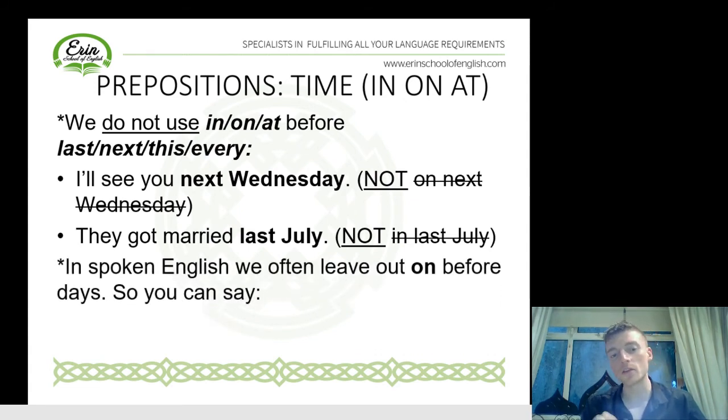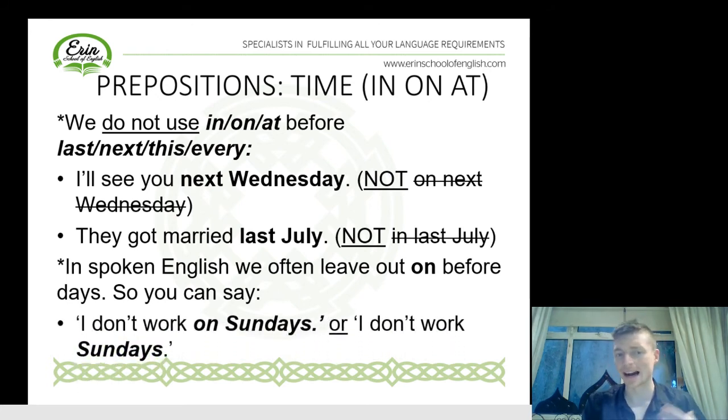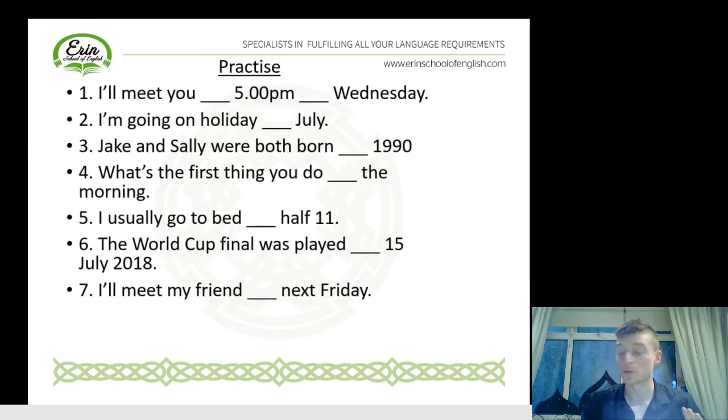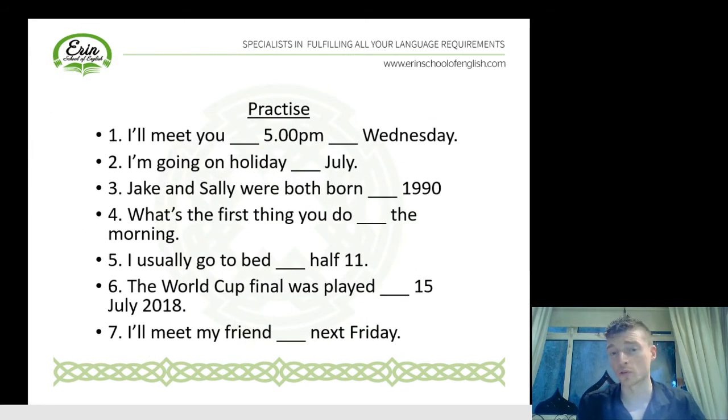Another point, in spoken English, we often leave out on before days. So you can say, I don't work on Sundays, or you can also say, I don't work Sundays. Here there is no difference in meaning. Both are completely acceptable. In written English, it's more common to use the preposition before days. All right, great. Really good job so far.